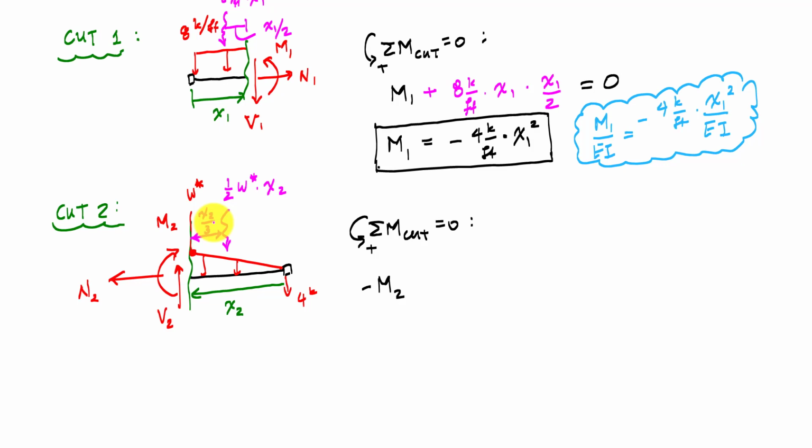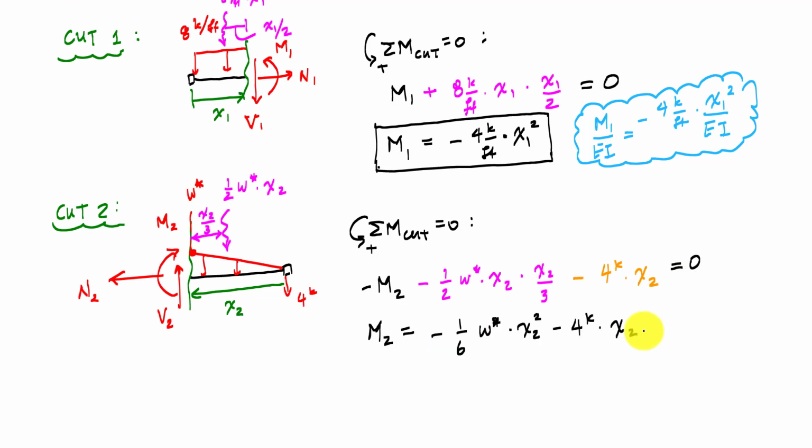And so the moment contribution for the distributed load would be, let's see, it's also negative, so it would be negative, the force resultant, 1/2 W star times x2 times the arm of x2 over 3. And then I have this 4 kip, don't forget that concentrated force there, minus 4 kips times x2, and all of this equals 0. And after some algebra, yes. So the question now, we're not done yet, is what is W star?